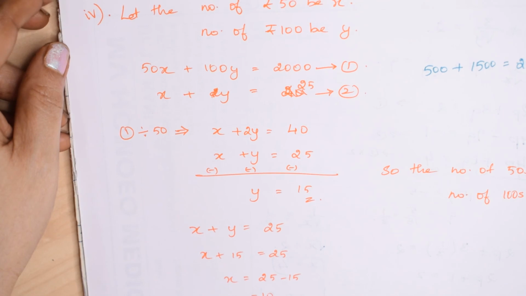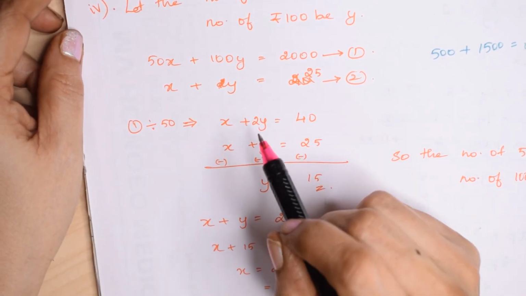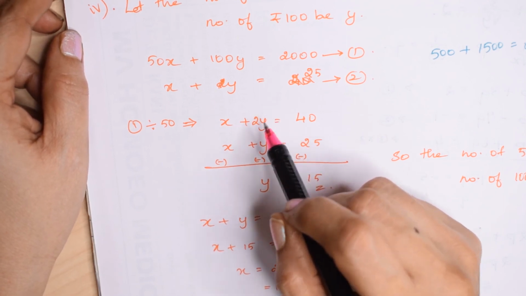The fourth sum: Meenu went to a bank. There is a girl, she has gone to the bank and what she has done, she has withdrawn 2000 rupees.